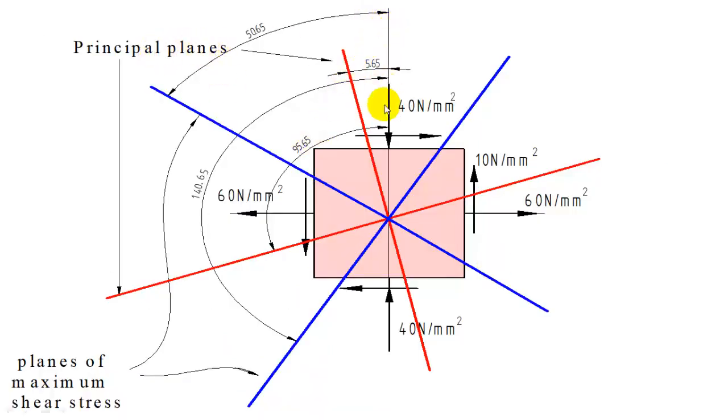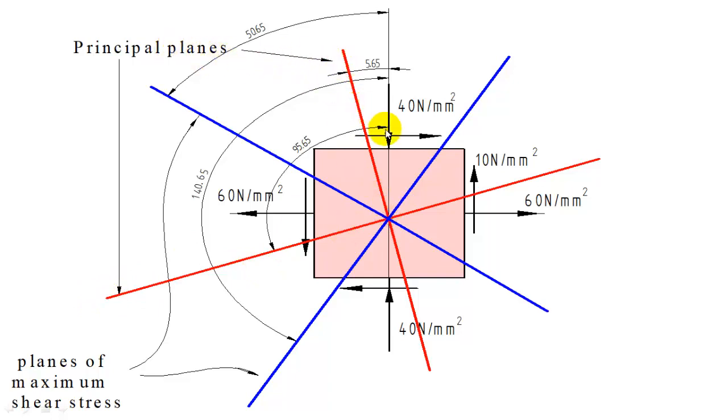From the vertical you should measure all the angles. You got the first principal plane 5.65 degrees, so that is theta p1. From the vertical you take 5.65 degrees, that is one of the principal planes. Perpendicular to that is another principal plane, that is 95.65 degrees. So these are the principal planes. I have marked them there, shown in red. The lines shown in red are principal planes.